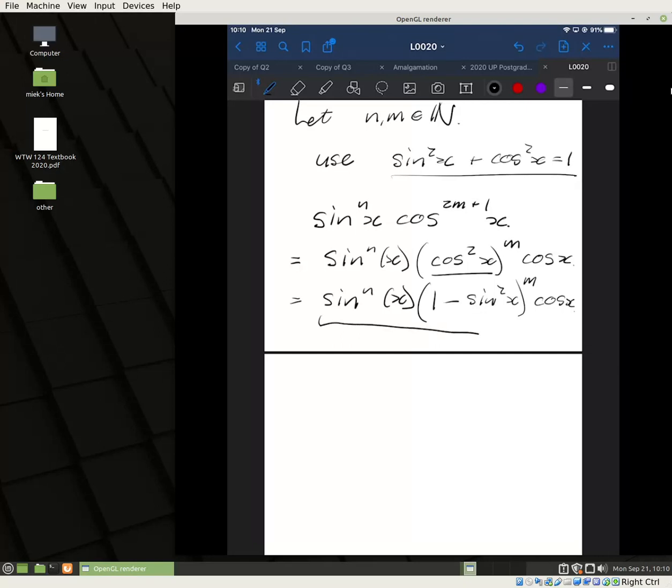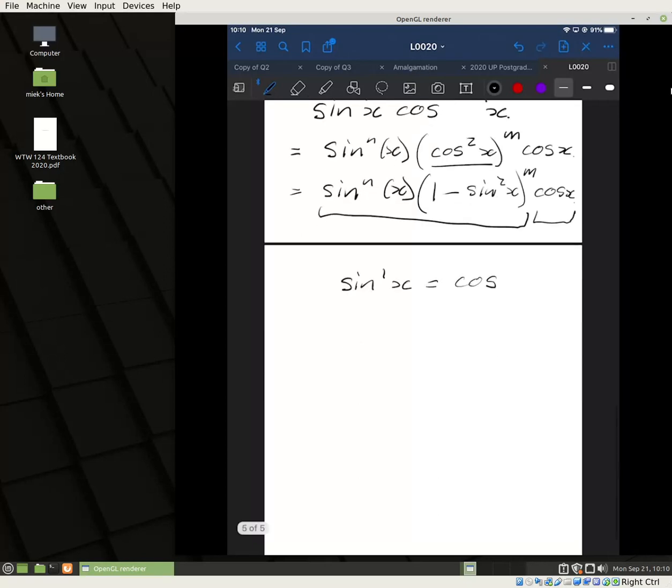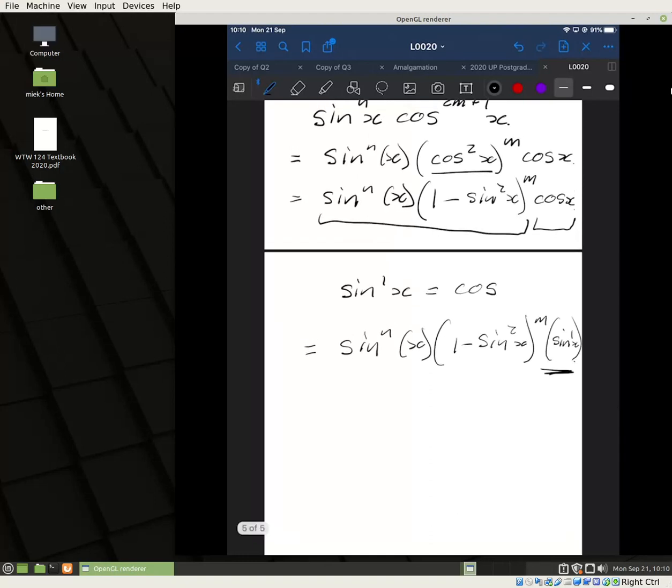Okay, and now we see here we are in business. If we keep in mind that the derivative of sine is equal to cosine, what do we see here? We've got sine to the n x, 1 minus sine squared x to the m, multiplied with the derivative of sine x. And remember, this is the form that we wanted to get: some function applied to some other function multiplied with the derivative of this other function.